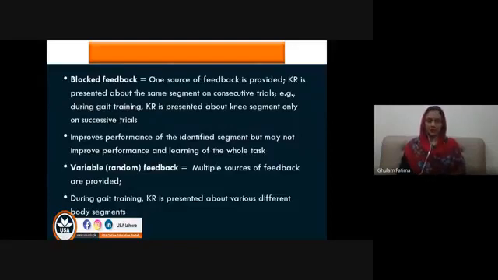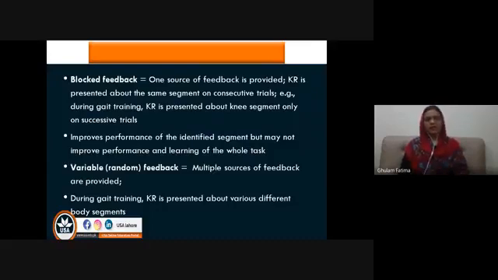Then we have blocked feedback. Blocked feedback is a type of feedback, as the name shows, where you only focus on one segment. This is given on repetitive trials, like the patient is performing the sit to stand, but you are only focusing on knee control, or on the other hand, you are only focusing on hip extension. So if you are in repetitive trials focusing on the same segment again and again, this is called blocked feedback. You will only give feedback about your specific segment. This is called blocked feedback.